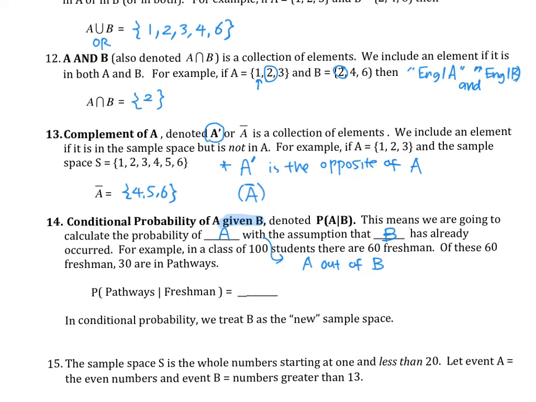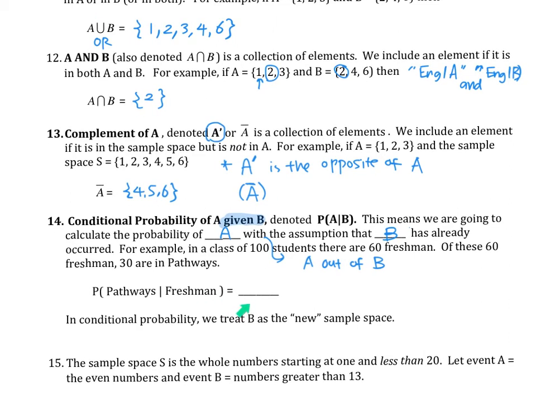For example, in a class of 100 students, there are 60 freshmen. Out of those 60 freshmen, 30 are in pathways. So it says probability of pathway given that somebody is a freshman. Basically what happens is our number on the bottom, the denominator, is not going to be 100 out of 100 people, but it says given freshmen, so I'll look at only freshmen. So it'll be 60 on the bottom. This is the B part. And then there were 30 pathway students. So the probability of pathway given the freshman is 30 over 60, not 30 over 100. So that means B becomes our new sample space. That's why I put the 60 on the bottom.